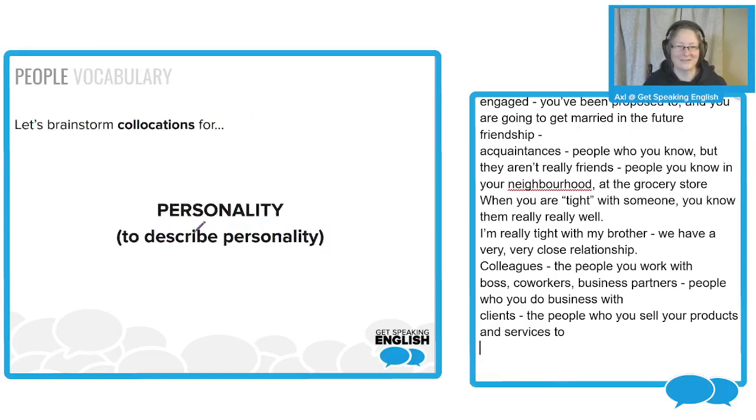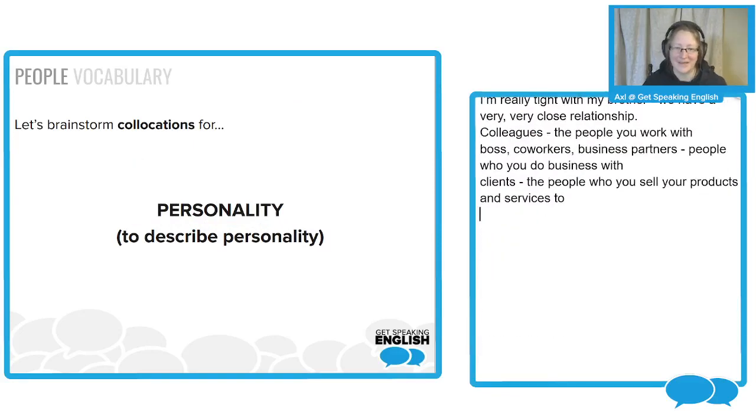It's so big, right? So let's think of some collocations now. So we're going to talk about collocations. A collocation is two or three words that always go together.